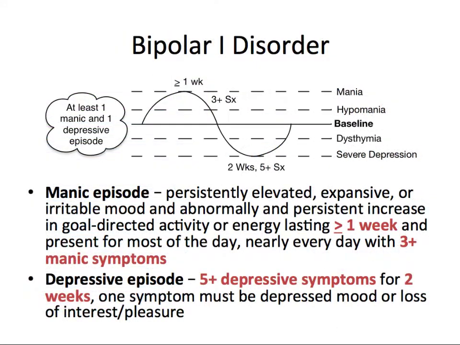For the diagnosis of bipolar I disorder, the individual must experience at least one manic and one depressive episode. A manic episode is a persistently elevated, expansive, or irritable mood, and an abnormally and persistent increase in goal-directed activity or energy lasting greater than or equal to 1 week, and present for most of the day, nearly every day, with 3 or more manic symptoms. With a depressive episode, there must be 5 or more depressive symptoms for 2 weeks.